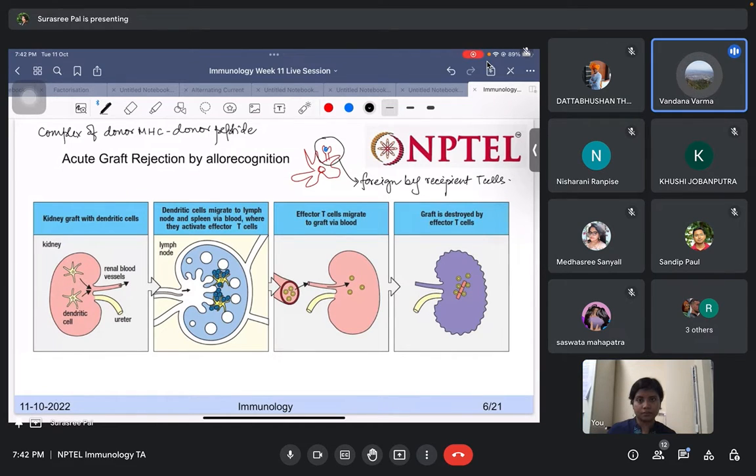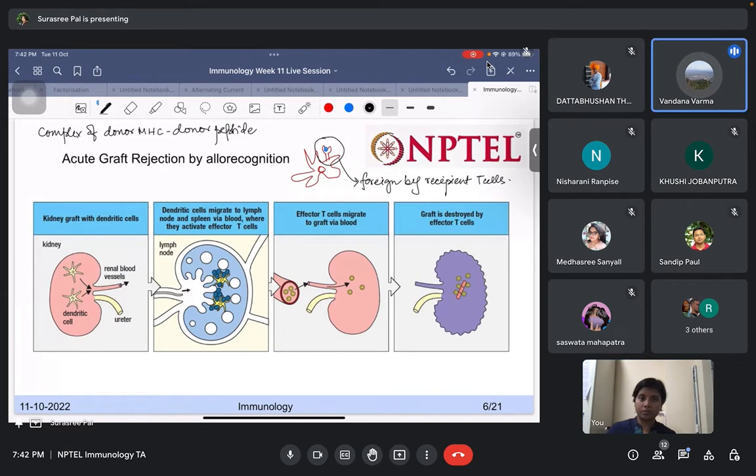I need to add here that all the grafts are going to be rejected, whether HLA matching is done or not. All the grafts will be rejected. To prevent this rejection, immunosuppressive drugs are given. Exactly. Only because of those immunosuppressive drugs can the rejection be reduced.